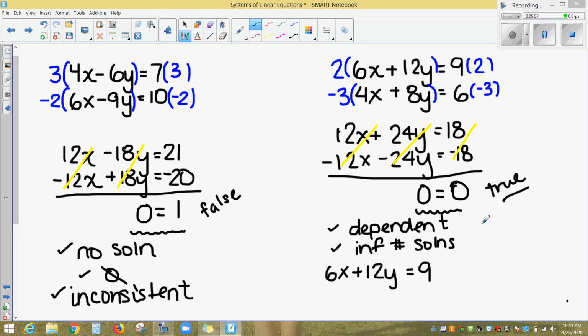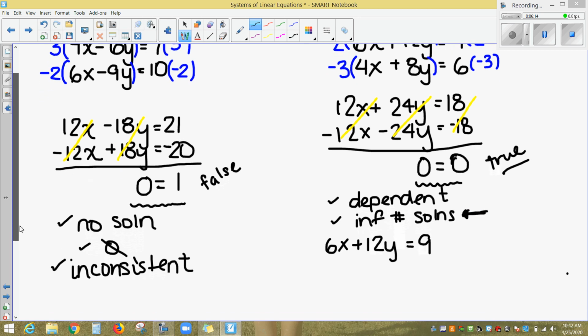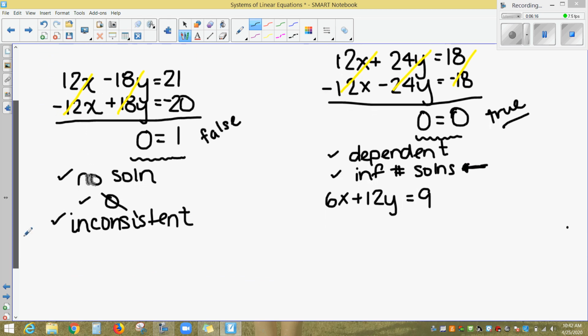So from here, once I have found out that there's a whole bunch of solutions, I need to tell the reader what they are. And when I say tell them what they are, I'm not going to say, well, the solution is 1, 5, and 2, negative 3, and 14, negative 7, because I can't list all of them. There's way too many. So I'll pick one of the equations, and if you like the bottom one better, that's fine. I just picked the top because it was the first one I looked at.